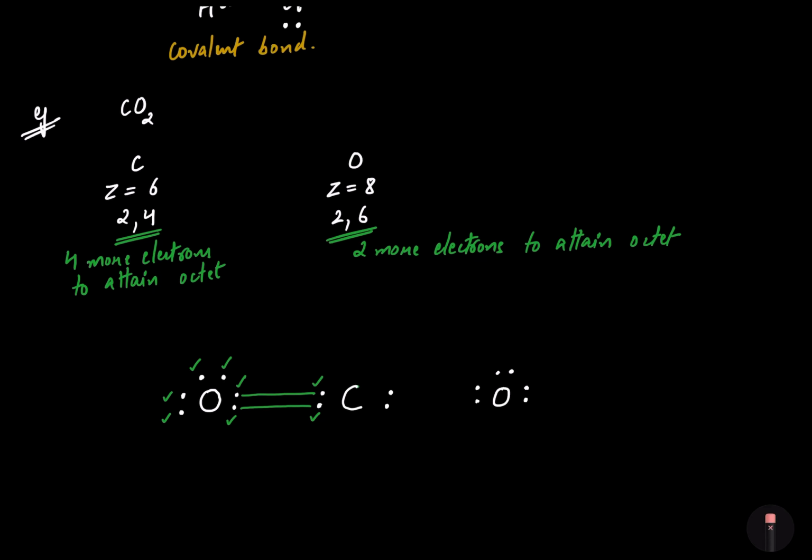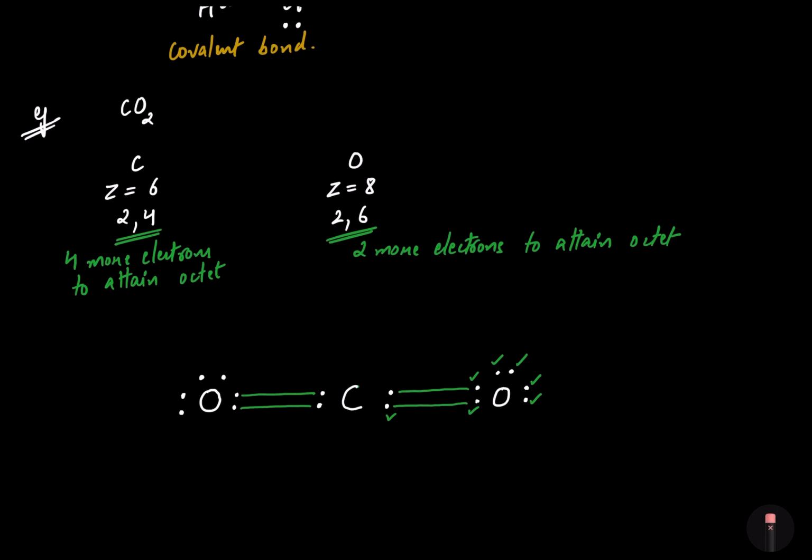Let me delete this thing. Now let's talk about the other oxygen. This oxygen also needs 2 more electrons, so it will also form 2 covalent bonds with the carbon. So this is the first bond, the second bond. Now let's count the valence electrons of the second oxygen after sharing of electrons. The number 1, the 2, the 3, the 4, the 5, 6, 7 and the 8. Now the second oxygen also got 8 electrons in its outermost shell.